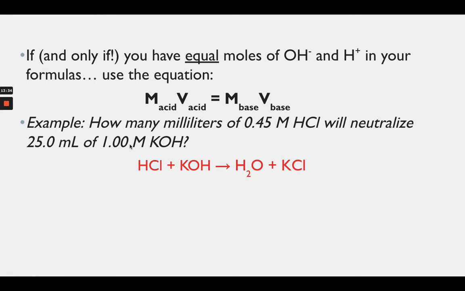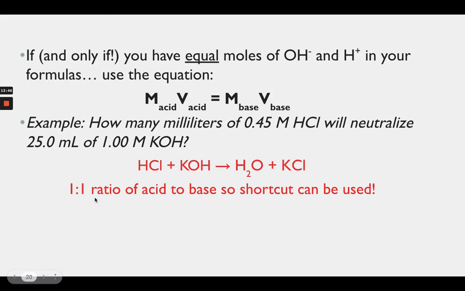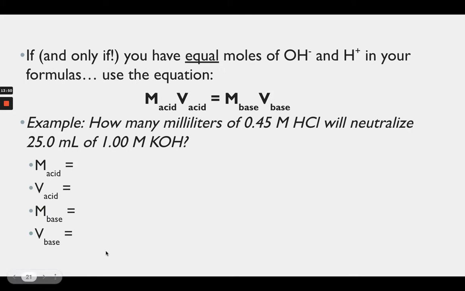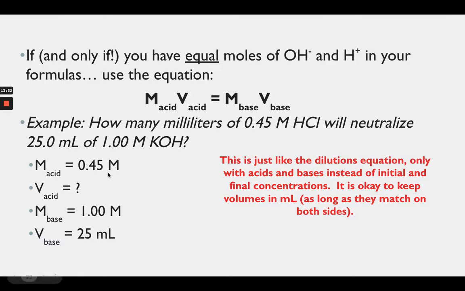All right, so now we're just going to plug in. We've got the molarity of the acid, and we've got the volume of the base and the molarity of the base. So we're trying to find the volume of the acid. With a 1:1 ratio, this shortcut can be used, and we're just going to fill in the blanks. Again, this is just like the dilution equation we used before, only with acids and bases instead of initial and final concentration. And again, it's okay to keep the volumes in milliliters as long as they're consistent.